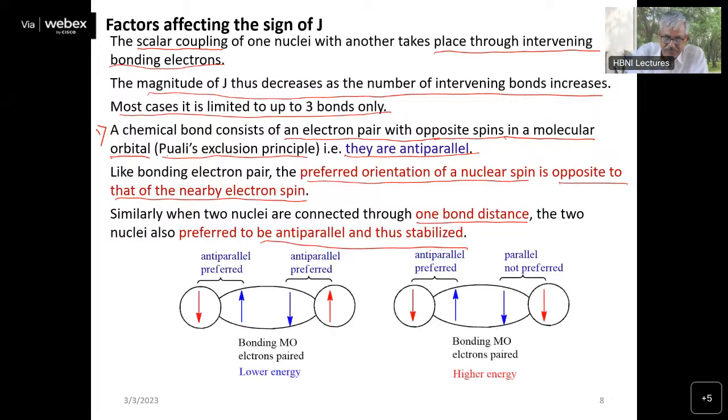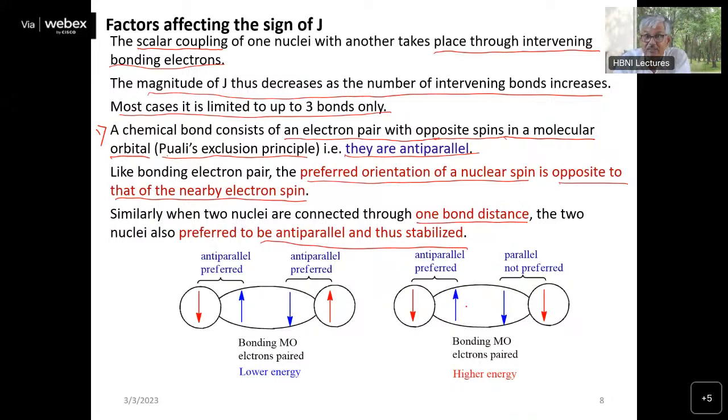So you can see here, this is the bond, these blue are the electrons, they are coming from the molecular orbital, and you see they prefer to be paired. Okay, so automatically the nucleus adjacent to this also prefers to be antiparallel with this electron. Similarly, this is the other nucleus which is now antiparallel, and when these two become antiparallel, these two nuclei are also becoming antiparallel. So when the two nuclei are connected through one bond, antiparallel is the most preferred configuration. Okay, and that is the lower energy, whereas you can draw a parallel.